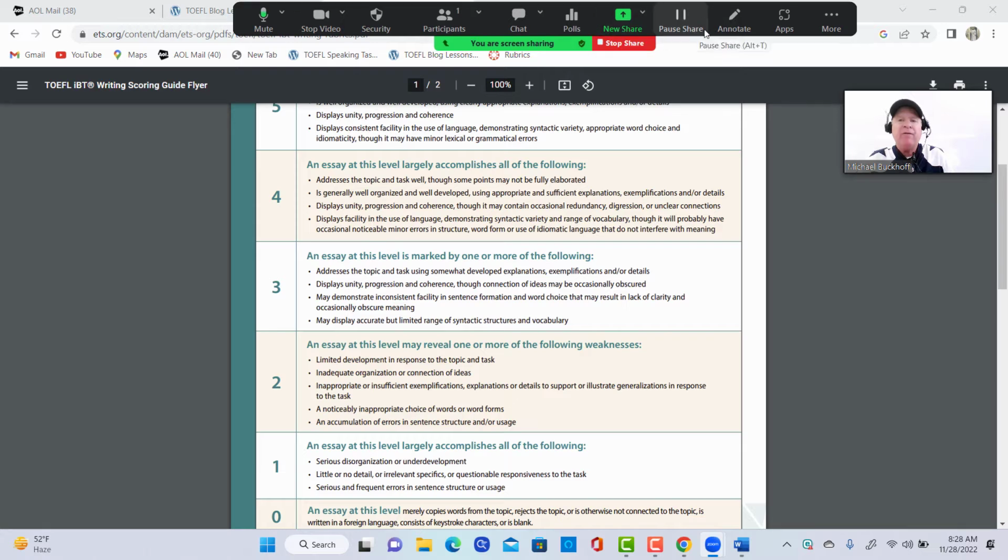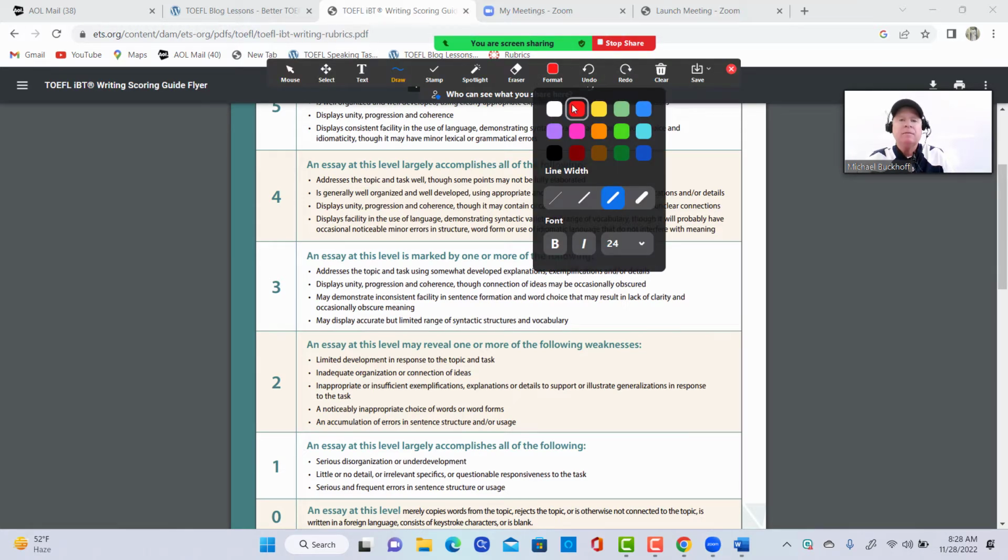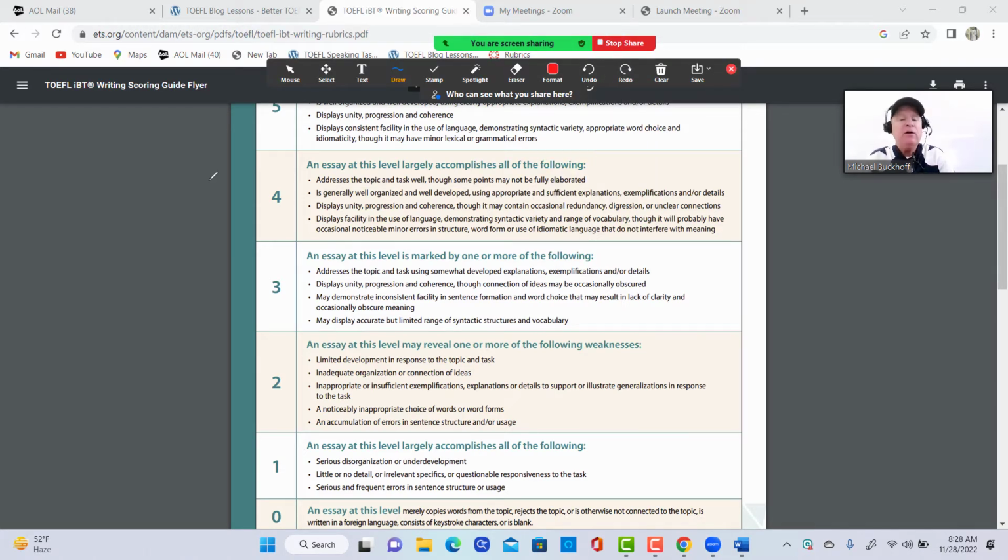Why am I saying that? So the 2 says limited development in response to the topic and task. Yes. Inadequate organization or connection of ideas. Exactly. You didn't have a thesis. You did not have a good, clearly marked topic sentence in that second paragraph. Inappropriate, insufficient exemplifications, explanations, or details. Unfortunately, yes, you have a major problem in that area.